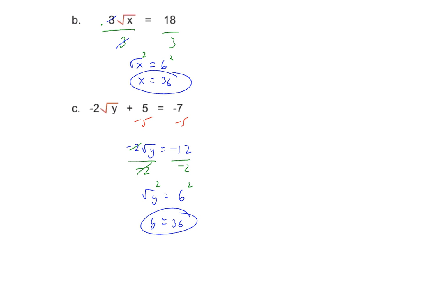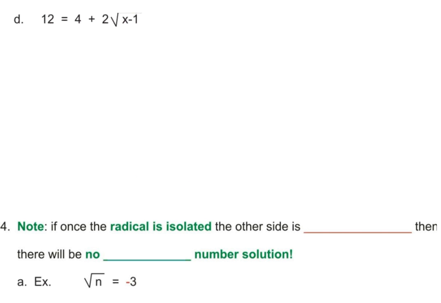So it's a lot of the things we already know how to do. We just got to add in the thought of isolate the radical first, square both sides. So let's keep getting more complex here. That's what we're trying to do, is get a little bit more complex. So now we look at something like D. And this is a more normal type problem.